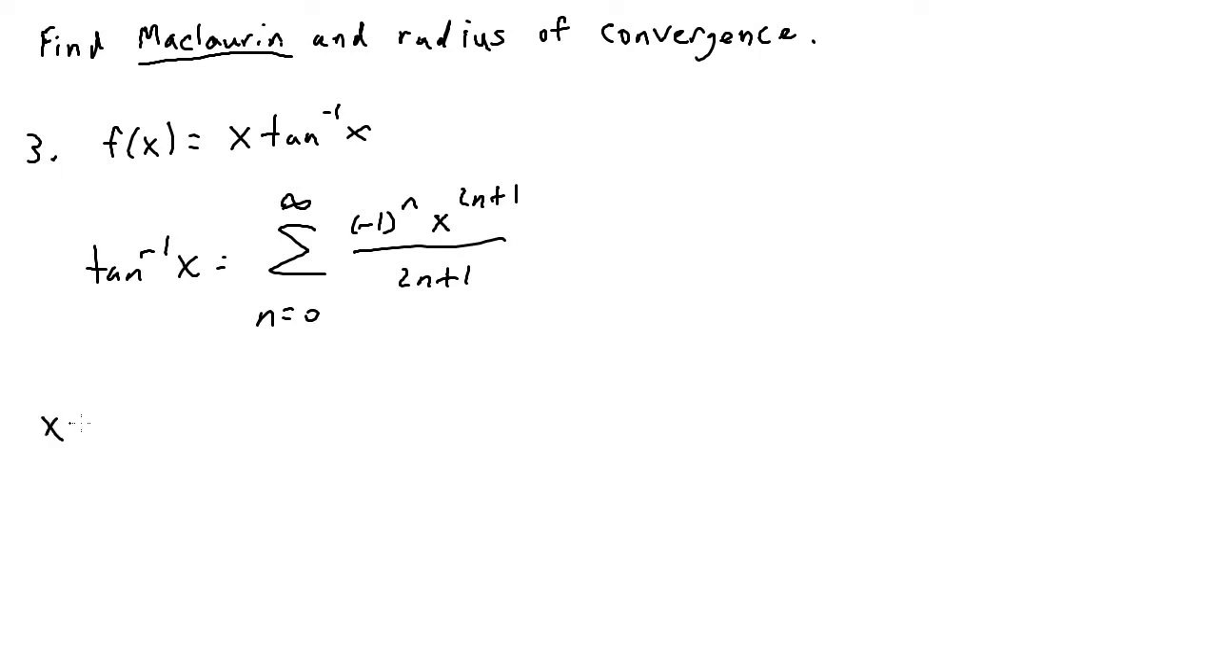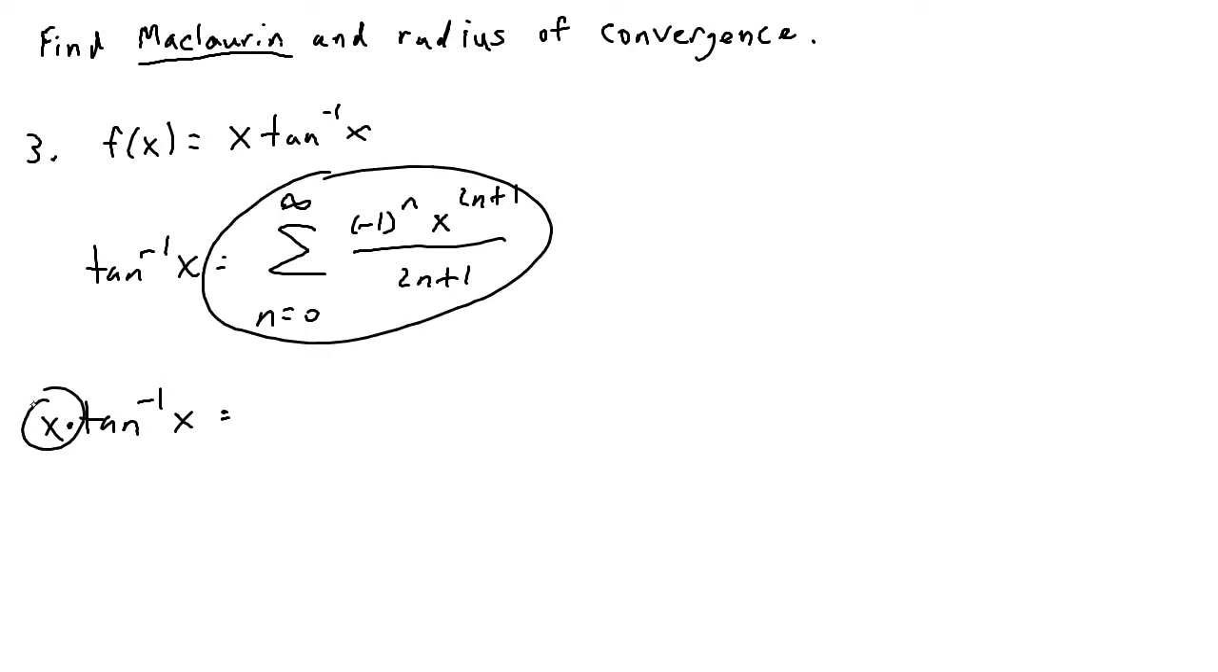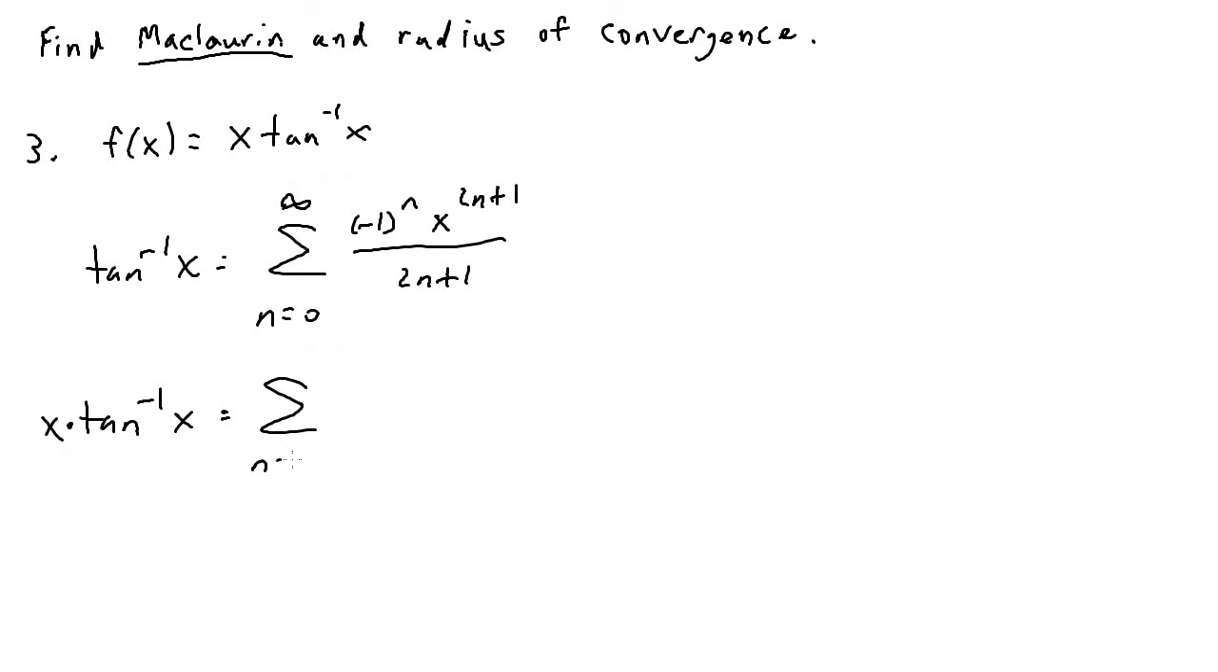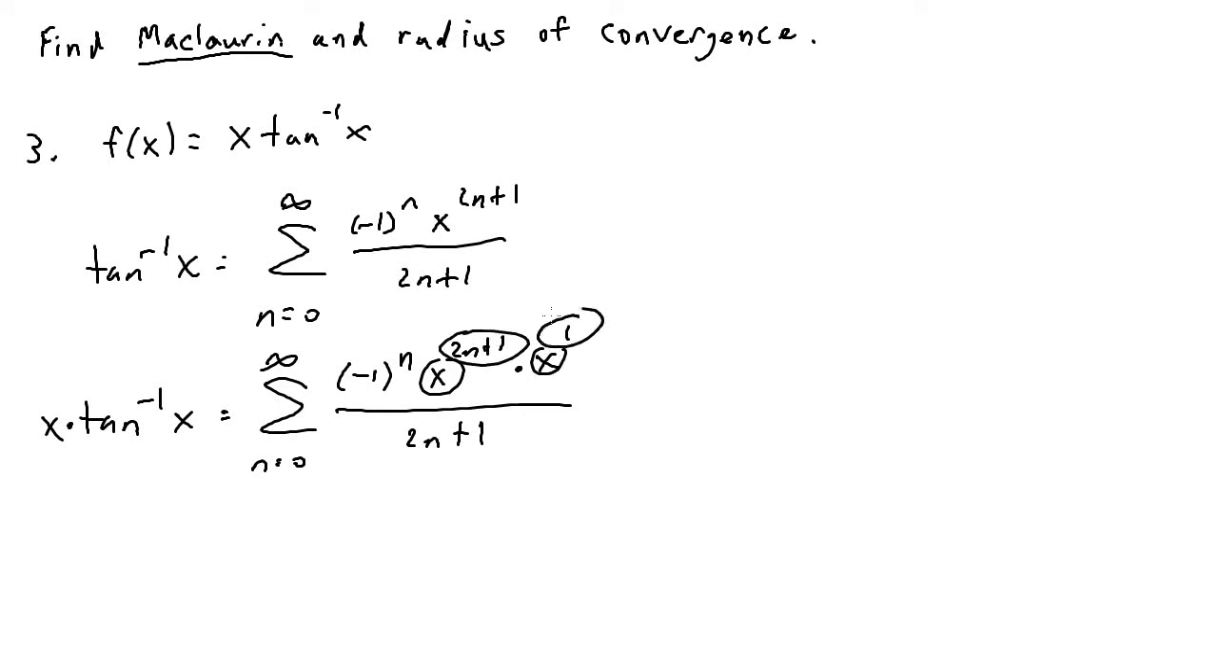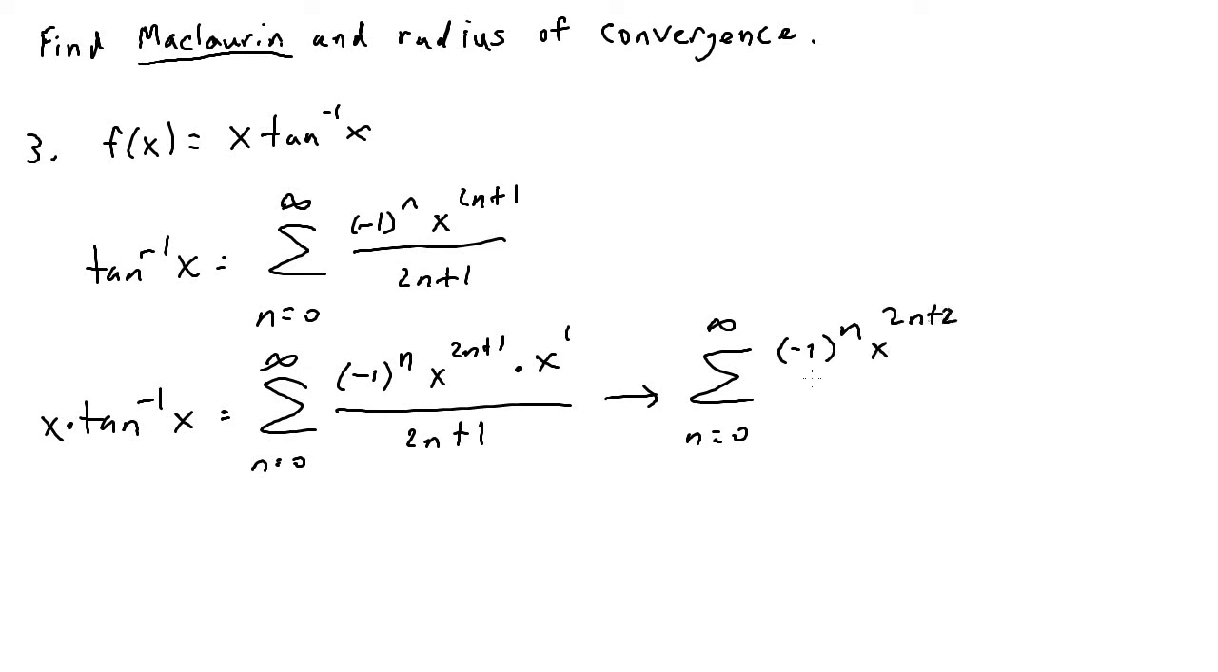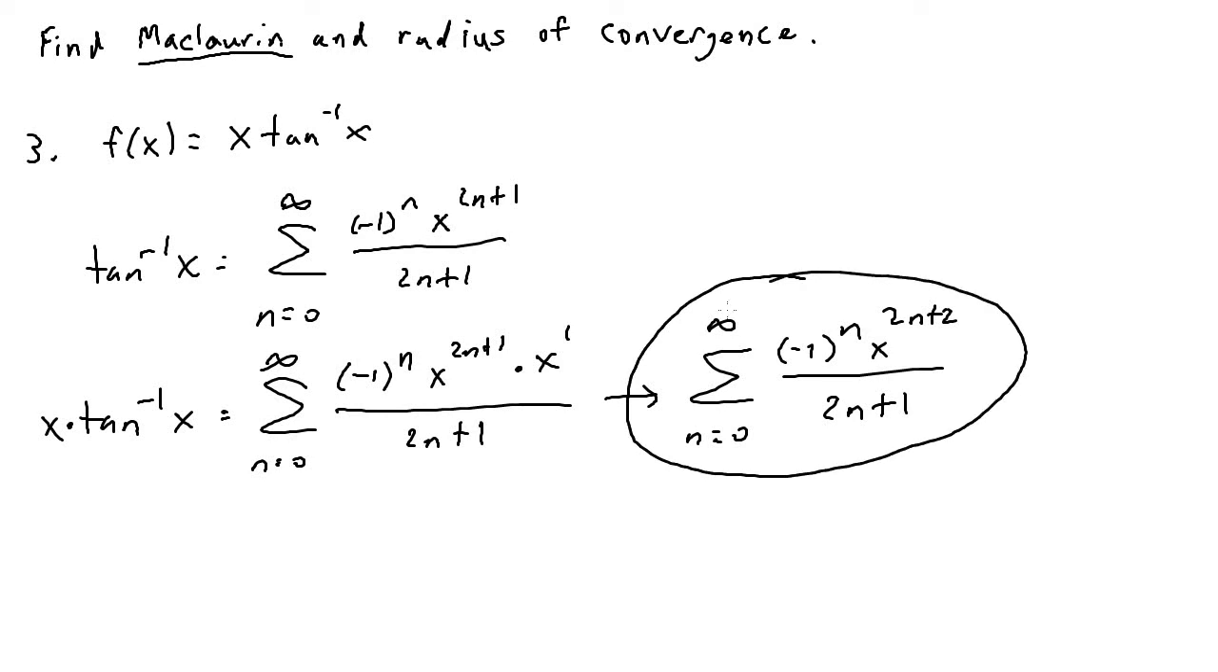And so notice we're trying to find x times inverse tangent of x, and so x is being multiplied to inverse tangent, so we can just take the series of inverse tangent and multiply it by x. So we'll get the series from n equals 0 to infinity of negative 1 to the n times x to the 2n plus 1 times x to the first over 2n plus 1. Since we do have the same bases here, we can just add the powers. So to simplify, we'll get the series from n equals 0 to infinity of negative 1 to the n times x to the 2n plus 1 plus 1, or x to the 2n plus 2 over 2n plus 1. And so that is the Maclaurin series of x times inverse tangent of x.